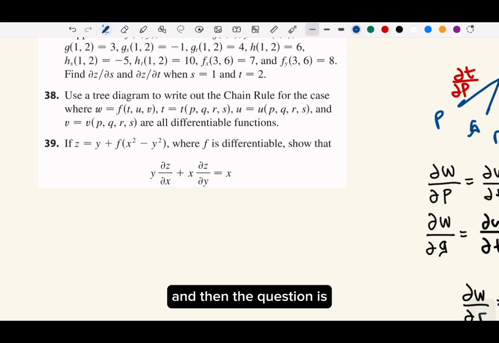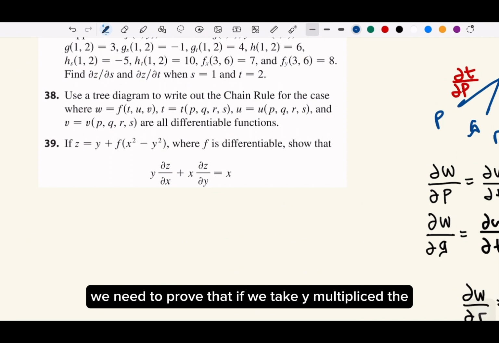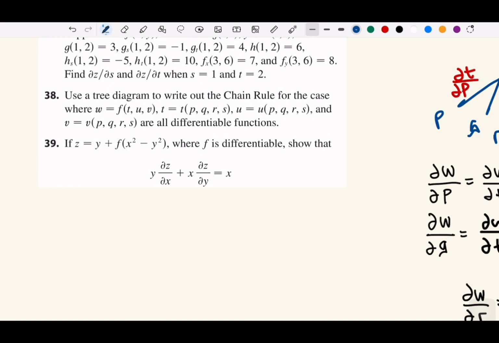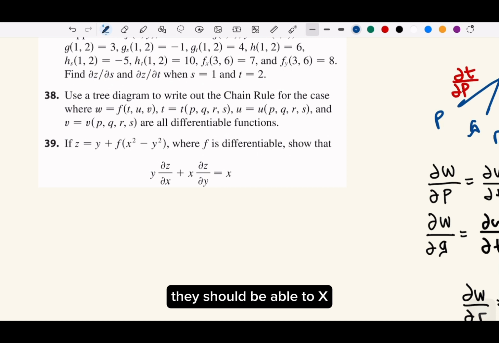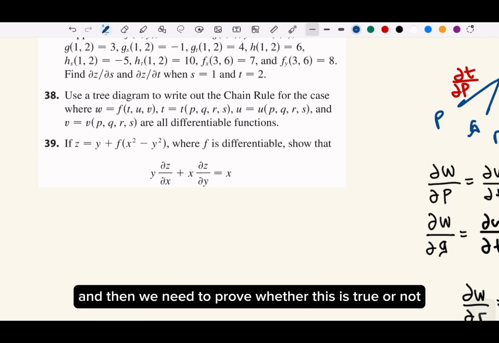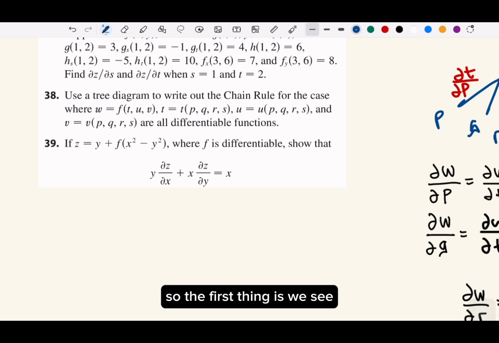So we assume that we can derive the f. And then the question is, we need to prove that if we take y, multiply with the partial z with respect to x, and then plus x partial z with respect to y, it should be equal to x. So we need to find at least these two partials, and then we substitute, and then we need to prove whether this is true or not. So the first thing is we see the z. Okay, let me write z again at the bottom side here.